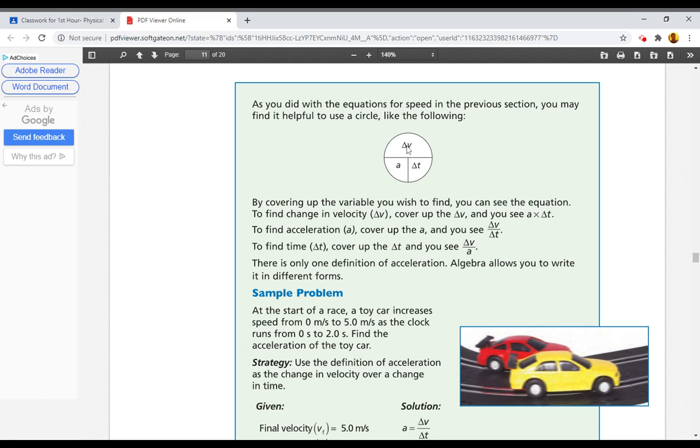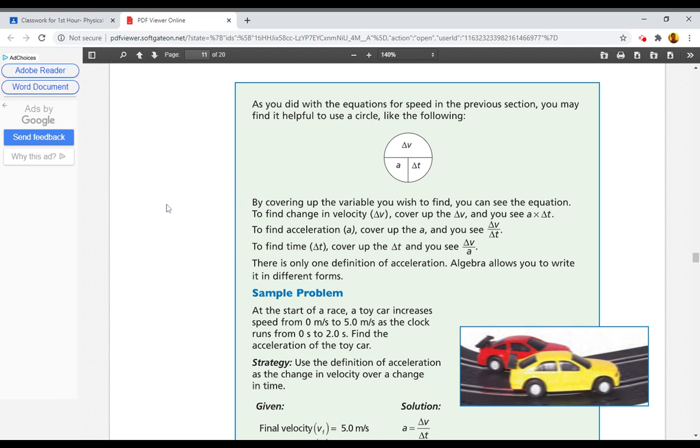If I want to find velocity, I'm going to cover that up. It would be acceleration times change in time. If I want to find change in time, you just cover up whatever you want to find. So if I want to find change in time, I'm going to cover it up, and then it would be change in velocity divided by acceleration. The only time you multiply is when you cover this up, because this is the multiplication here across, and then this is dividing. But again, just let us know.